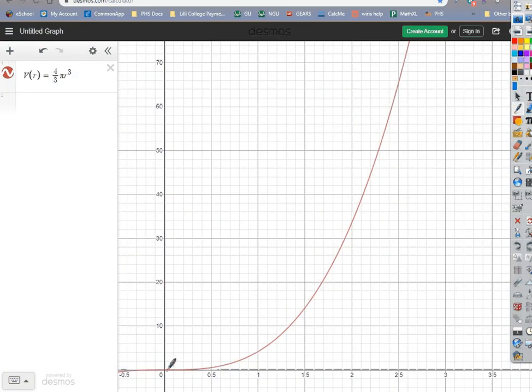So from here up to there, look, I'm only increasing my volume by a relatively small amount, but the radius is increasing by a really large amount, right? What about up here though? If I'm going from there to there, look, the volume is increasing a lot, but the radius now is barely even moving, right?